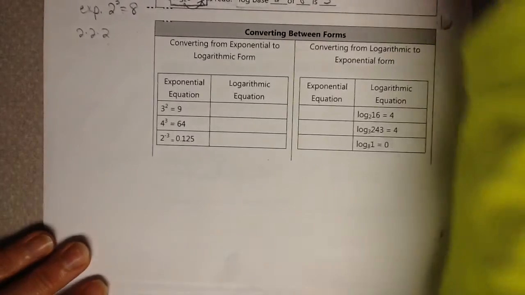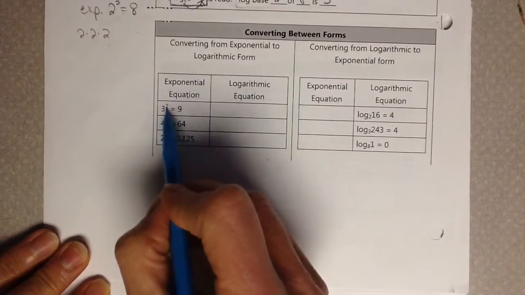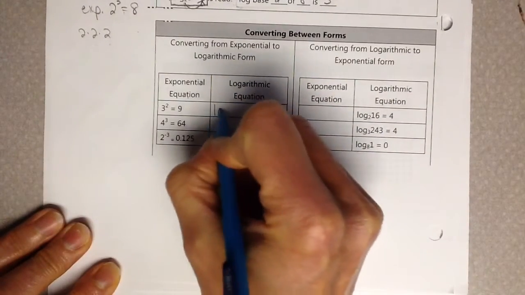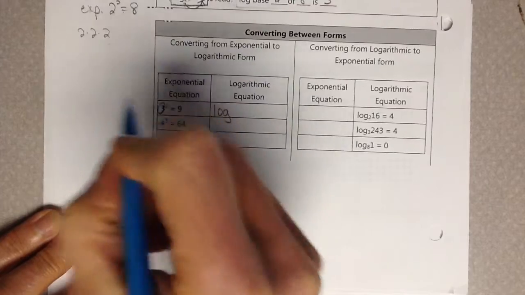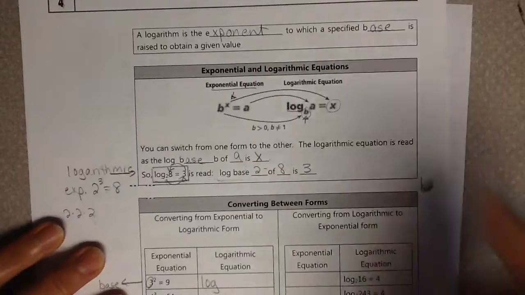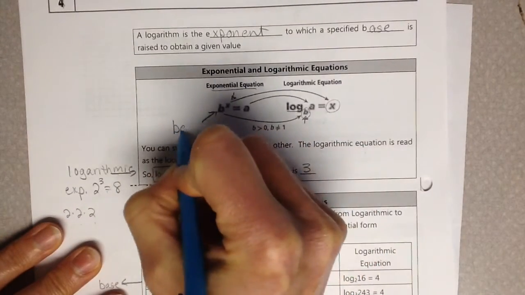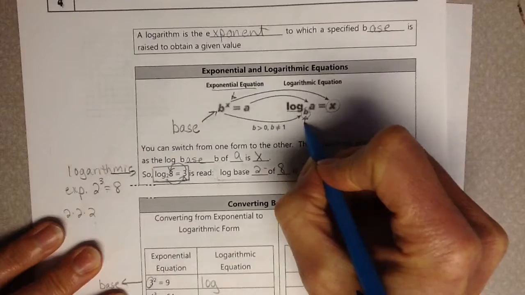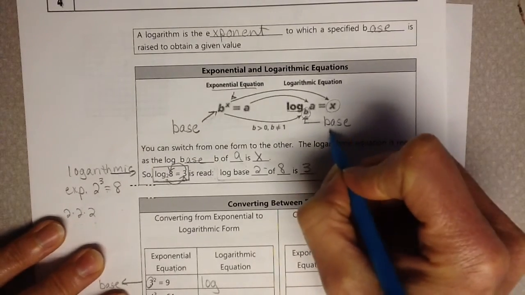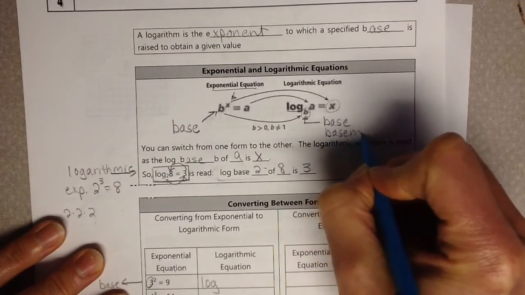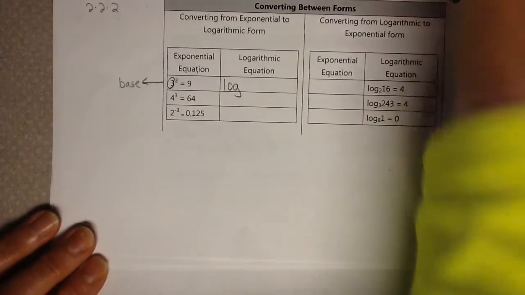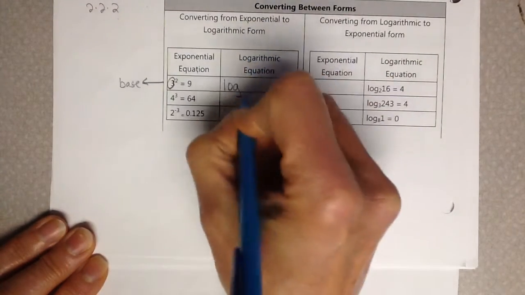All right, let's just start on this side. We're going to go from exponential, so there's exponents here, to logarithmic. So what we're going to do is we're going to say log, and this number is your base. So we can also go up here and point to this. That's our base. So the base, when you're writing a logarithmic expression or an equation, is in the basement. It's a subscript, so it goes below. So make sure that you write that below. So log, base goes in the basement, so that's 3.